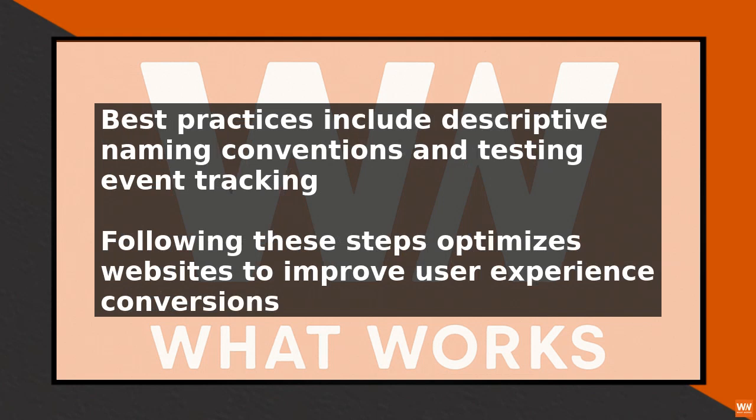Best practices for event tracking include using descriptive and consistent naming conventions for your categories, actions, and labels. This will make it easier to analyze your data and identify trends in user behavior. You should also test your event tracking code to ensure that it is working correctly and that the data is being sent to Google Analytics.